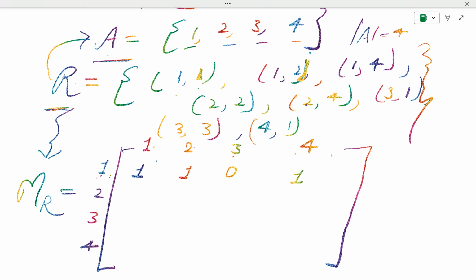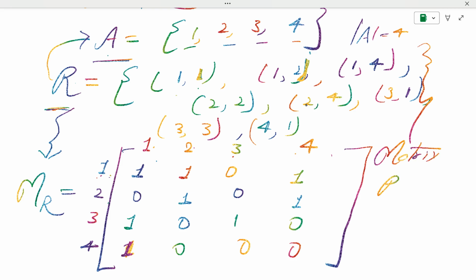(2, 1) present, no, 0. (2, 2) present, yes. (2, 3) present, no. (2, 4) present, yes. (3, 1) present, yes. (3, 2) present, no. (3, 3) present, yes. (3, 4) present, no. (4, 1) present, yes. (4, 2) present, no. (4, 3) present, no. (4, 4) present, no. So this will be the matrix representation of relation R.